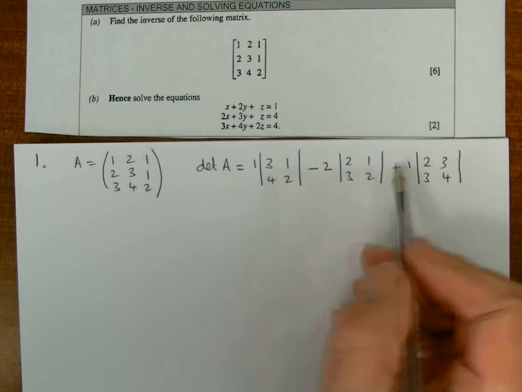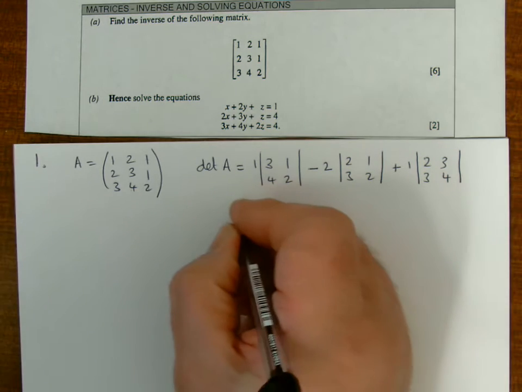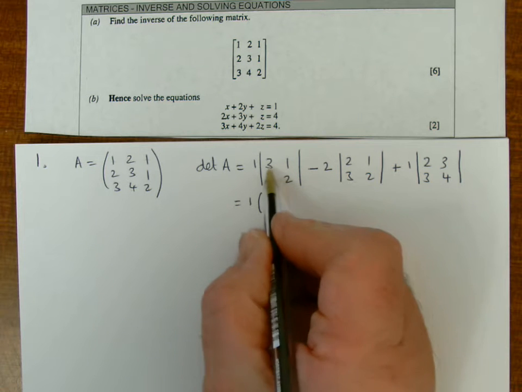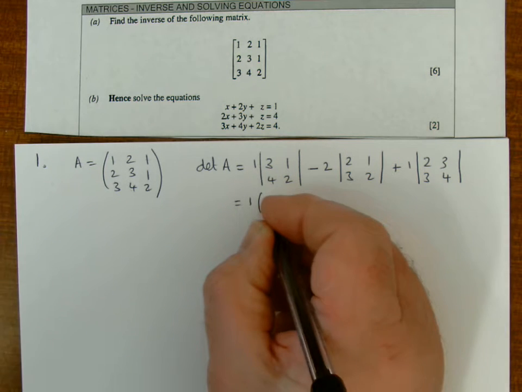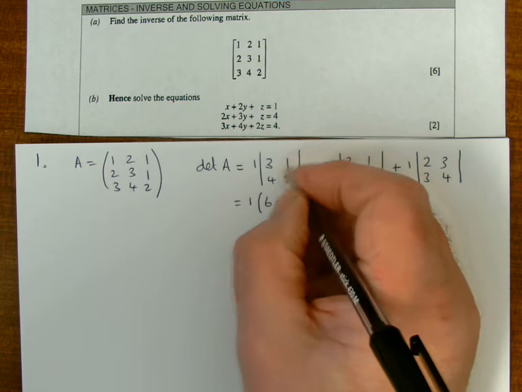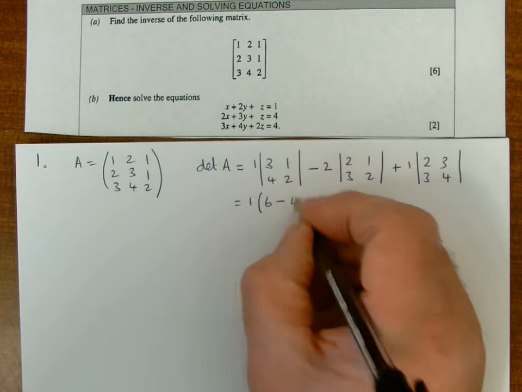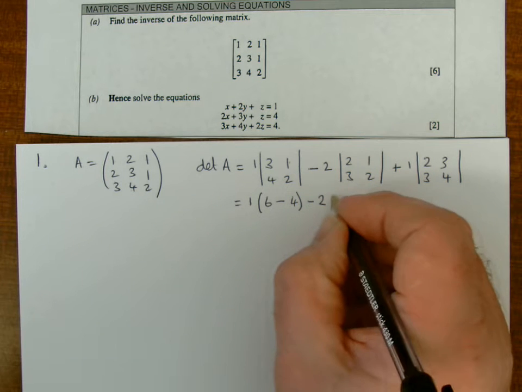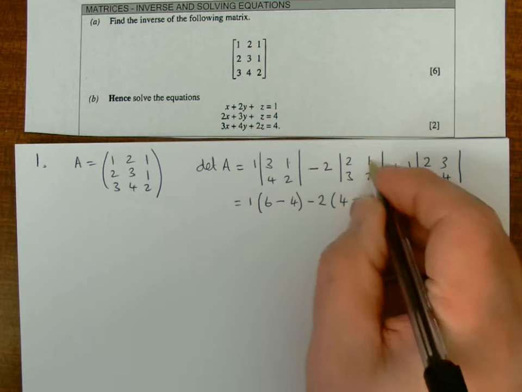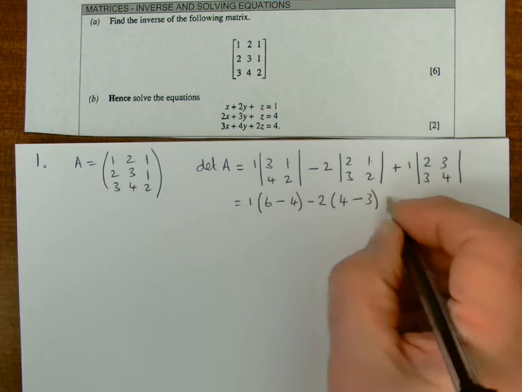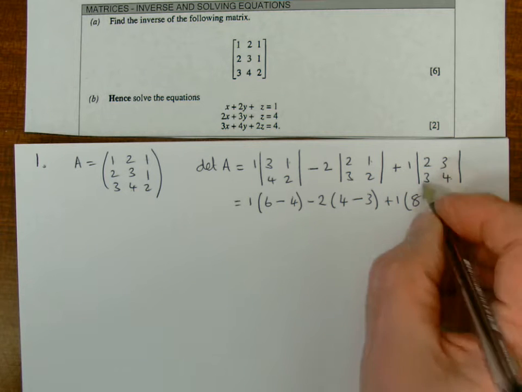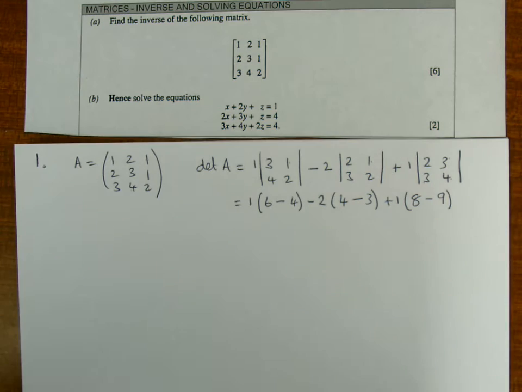Okay, so we now have these 2 by 2 determinants. To work out a 2 by 2 determinant, I multiply the leading diagonal, so it's 3 times 2, which is 6. Take away the product of the backward diagonal, so that's 1 times 4, which is 4. Take away 2 times 2 is 4, take away 1 times 3 is 3. Add 1 times 2 times 4 is 8, take away 3 times 3 is 9.